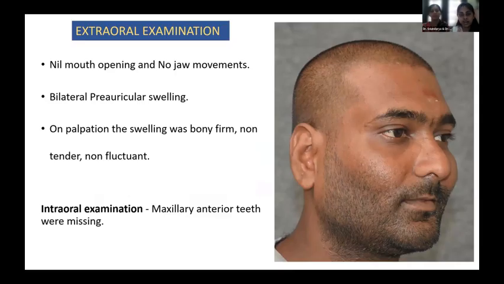Coming to the extraoral examination for this patient, he had zero mouth opening and no jaw movements. Bilaterally, preauricular swelling was present. On palpation, the swelling was bony hard, non-tender and non-fluctuant. On intraoral examination, maxillary anterior teeth were missing.